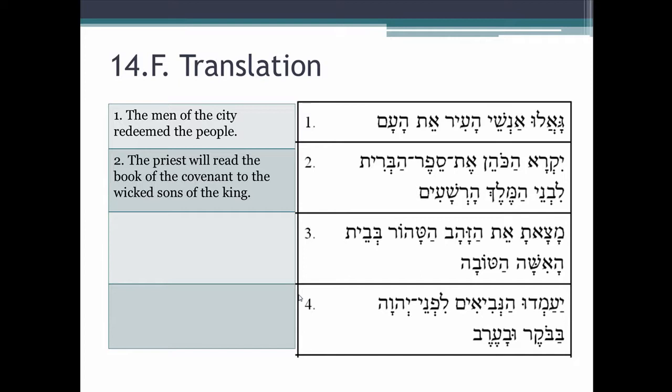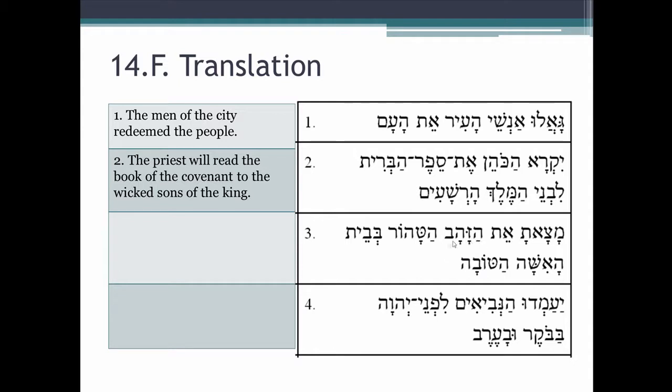Number 3, matzata et hazahav hatahor bevet ha'isha hatova. Verb form right up front. Is it prefixed? No. The ending tells us it's second masculine singular. So you will, or you found, translating it again as a perfect, you found, here's our direct object marker, hazahav, the gold.